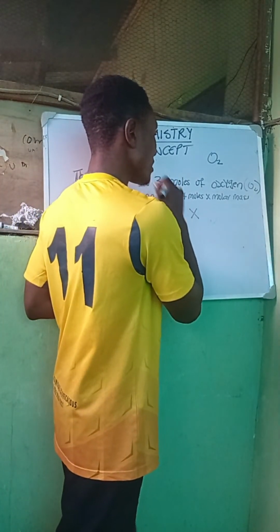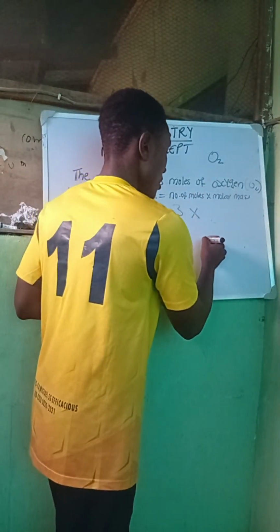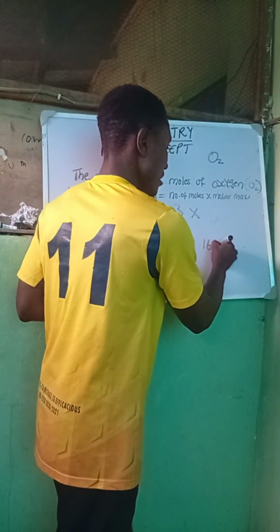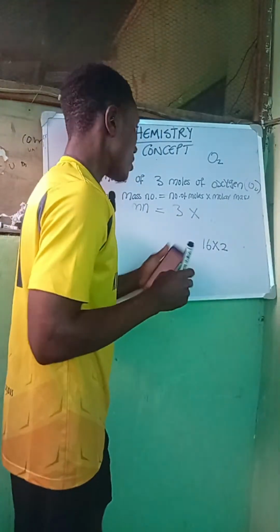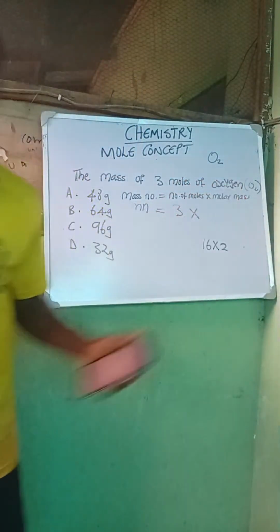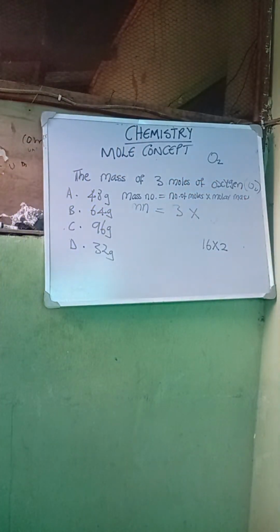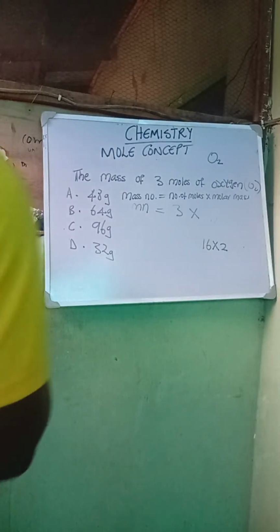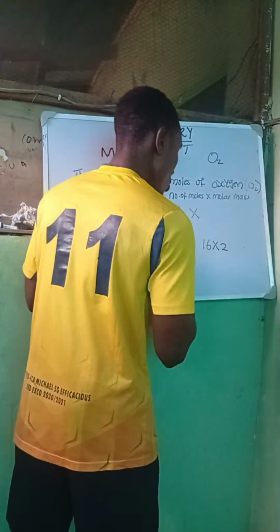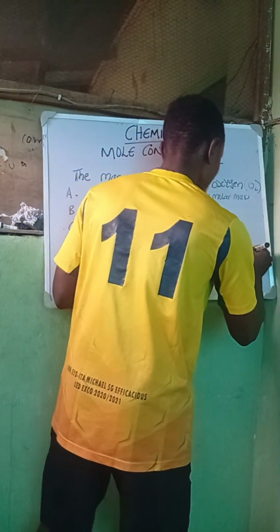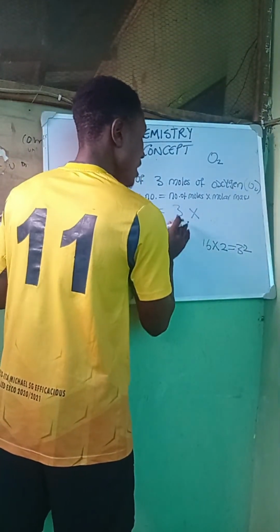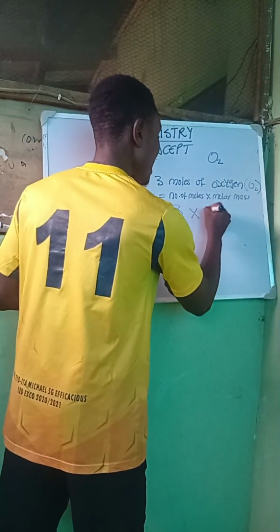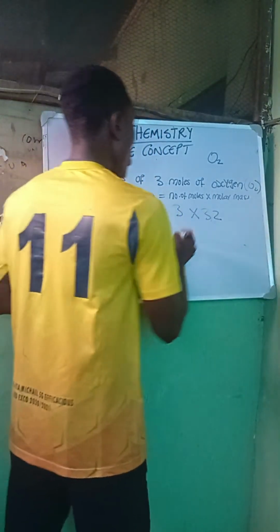This is simply saying 16 times 2, the mass number of oxygen, you understand? 16 times 2 is 32. So when you want to apply it here, the mass of 3 moles of oxygen is not going to be 3 times 16, rather it's going to be 3 times 32. So you get the answer.